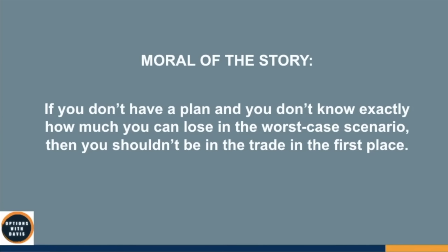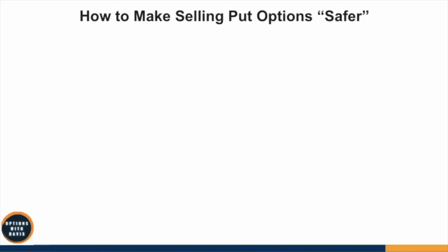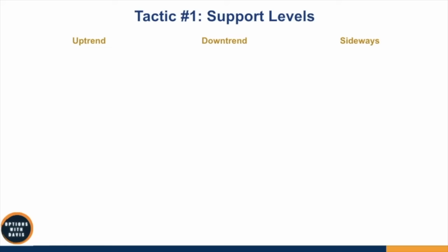Okay, so now that we've established that you need to know your calculated risk, the question is, how do you make selling put options safer? So the very first tactic is to find support levels. Support levels, you can find them in an uptrend, in a downtrend, and in a sideways market.